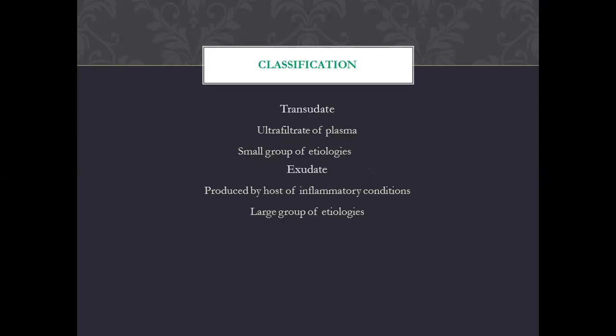Classification of the pleural effusion: it can be divided into two types, transudative and exudative. Transudative is the ultrafiltration of the plasma, and it has a small group of etiologies, while the exudative is produced by a host of inflammatory conditions and includes a large group of etiologies.